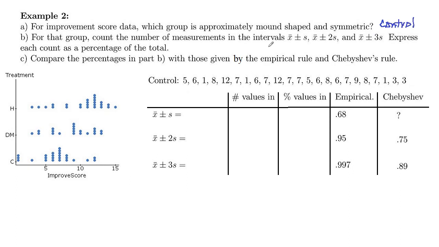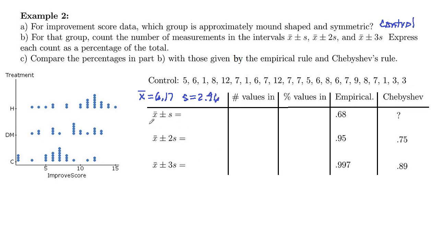For that group, count the measurements in the intervals x bar plus or minus s, 2s, or 3s, so 1, 2, 3 standard deviations, and then compare to empirical and Chebyshev. So our x bar for the control group and s for the control group, we had done those in an earlier example, and they were 6.17 and 2.96.